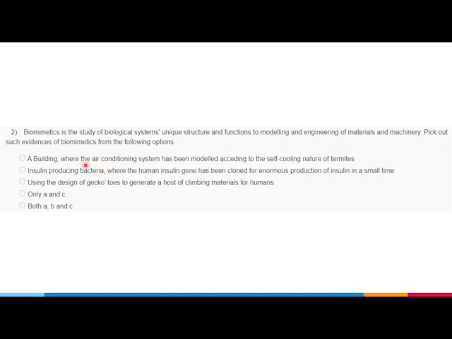The options are: a building where the air conditioning system has been modeled according to the self-cooling nature of termites; insulin-producing bacteria, where the human insulin gene has been cloned for enormous production of insulin in a small time; using the design of gecko's toes to generate a host of climbing materials for humans. The fourth option is option A and C, and the fifth option is option A, B, and C. This is a only-one-correct-option type of question. So write whatever you think is the correct answer in the chat box.